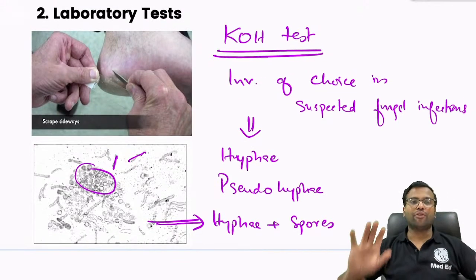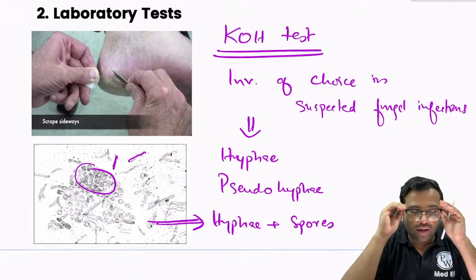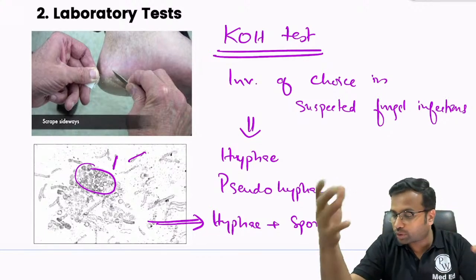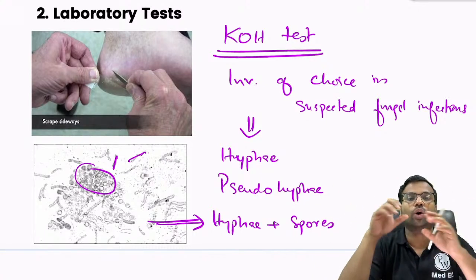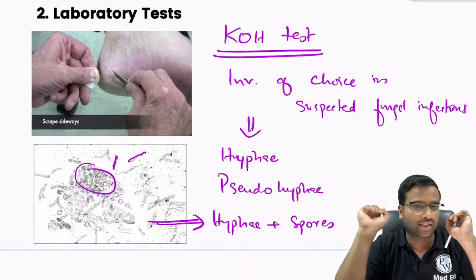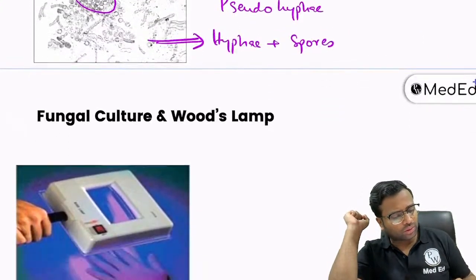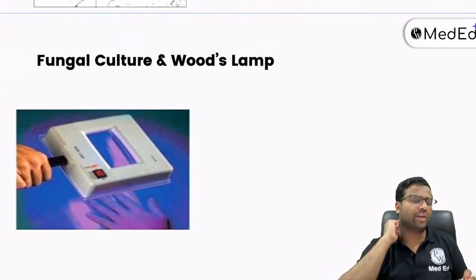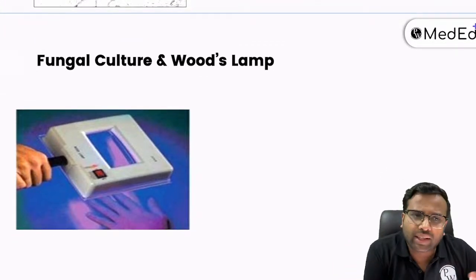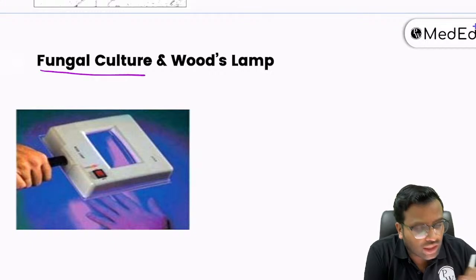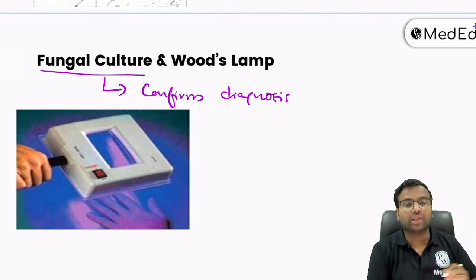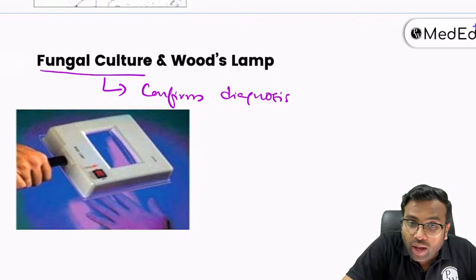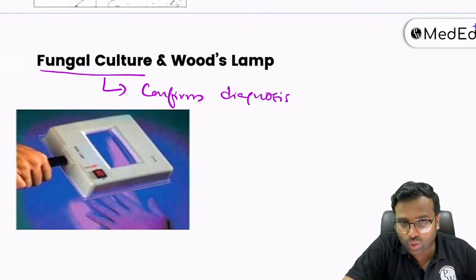So please remember, every time you suspect a fungal infection, rather than directly going for management, we should confirm first, isn't it? So how will we confirm? You can do this investigation, which is called the potassium hydroxide test. Clear? Now, more than just doing a potassium hydroxide test, you can also do a fungal culture, which will help you to confirm the diagnosis, isn't it?